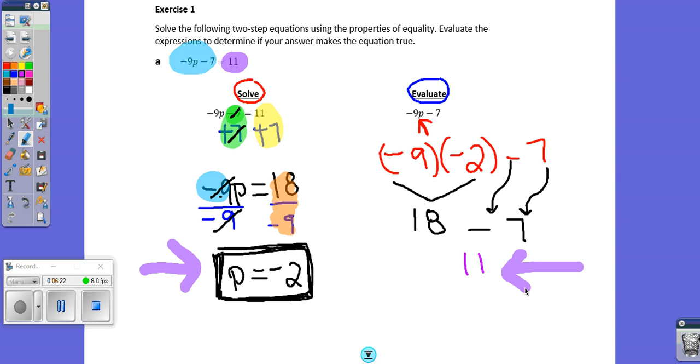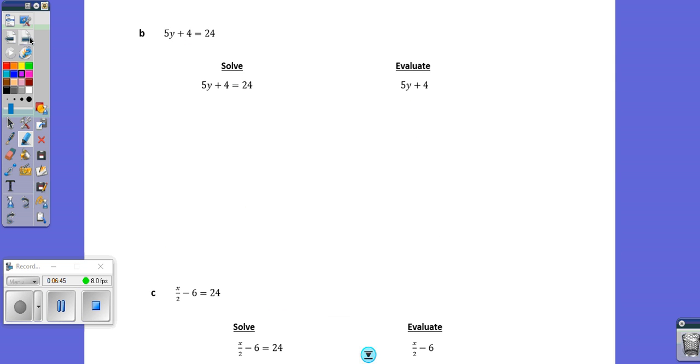So I know that I got the correct answer because after evaluating, I got the number that they asked for in our equation. So in conclusion, p is equal to -2, and we can say that with confidence. Again, that's why I love equations. I know I've said this before, but it's nice to know that you've gotten an answer right. So let's go on to question B on the next page.